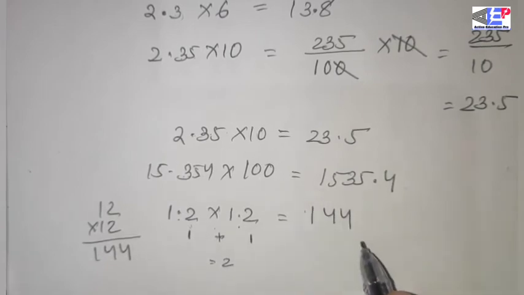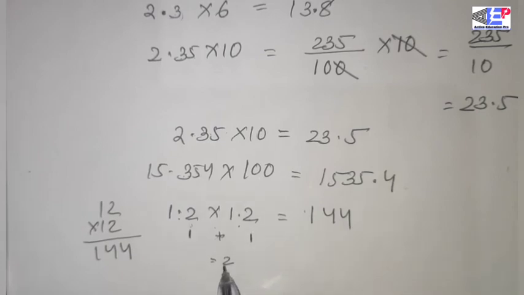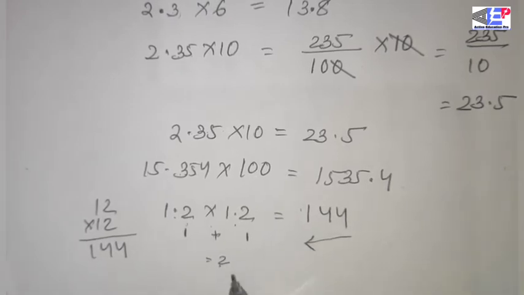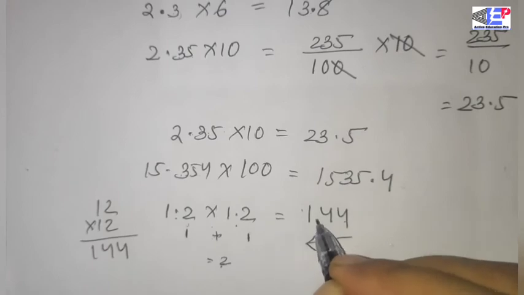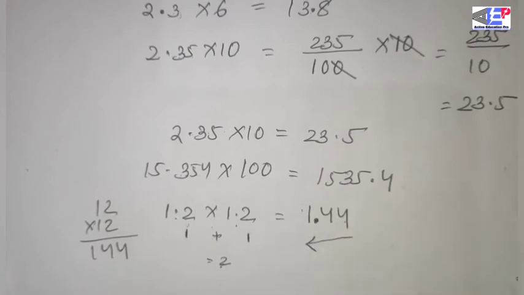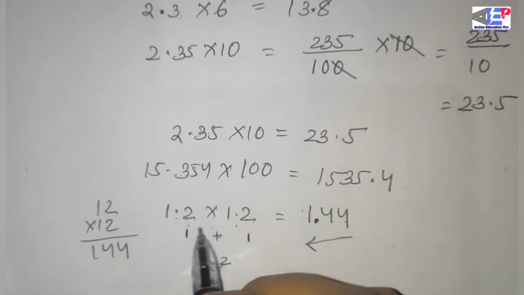So in the resulting answer, you have to move towards left side with 2 digit decimal places. You have to move right to left, 2 digits, so 1, 2, and here is the position for the decimal point. This is 1.44. 1.2 into 1.2 is equal to 1.44.